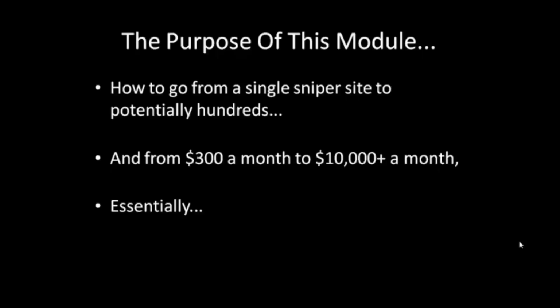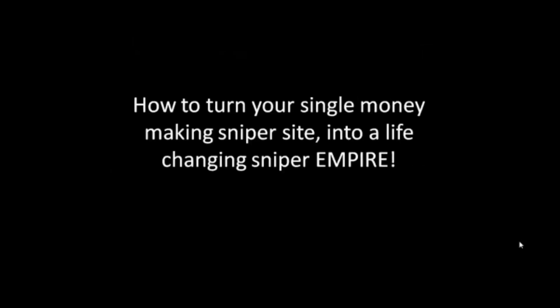The only prerequisite for this module is, of course, that you already have a sniper site. It doesn't have to be making $300 a month. It doesn't even have to be a successful one, but you do have to already have that sniper site. So this is the kind of final module in Google Sniper, if you like. If you haven't built a site yet, then I suggest you head back to the course and just build your first site. It doesn't take long. Essentially, this is how to turn your single money-making sniper site into a life-changing sniper empire, if you will.